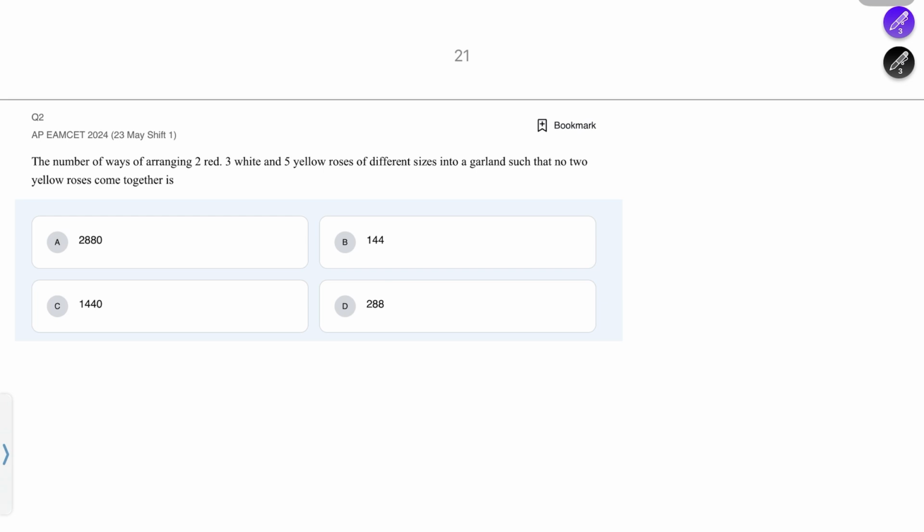How to use the gap method? The gap method is a very easy process. How to use the gap method? Suppose firstly you arrange the 5 yellow roses in a round table.